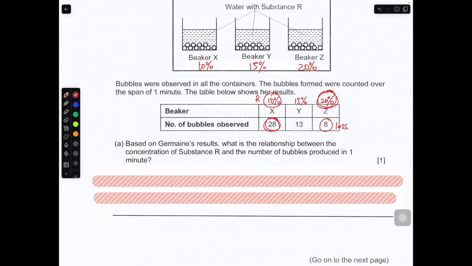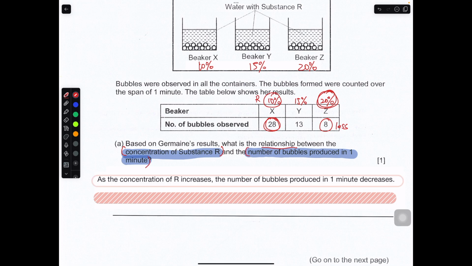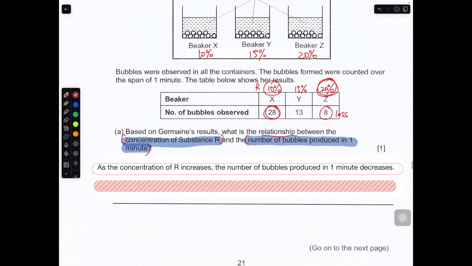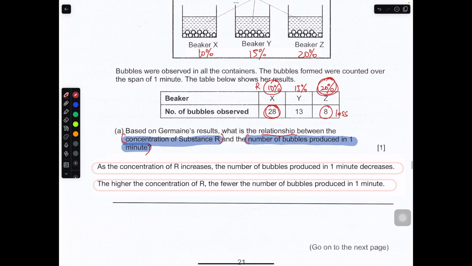Okay, so naturally they ask you what is the relationship between the concentration of R versus the number of bubbles produced in 1 minute. Notice these are the exact phrases that they use, so you can just use them. This is how I would answer it. I would say as the concentration of R increases from X to Z, the number of bubbles produced in a minute decreases. Or you can say the higher the concentration of R, the fewer the number of bubbles produced in 1 minute. They actually mean the same thing.